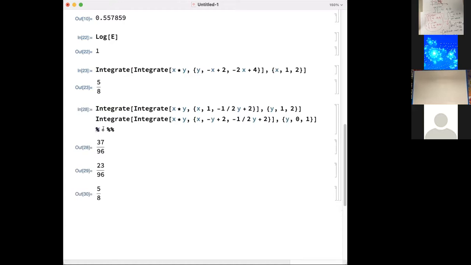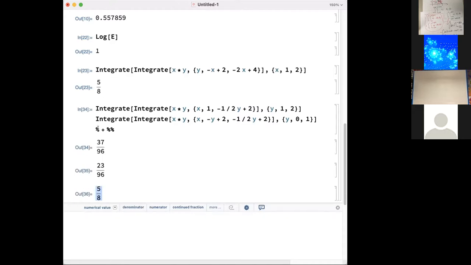This is a silly shortcut in Mathematica, but sometimes it's worth looking at. When you use the single percent sign, Mathematica takes that as the last thing I did. So it repeats the 23 over 96. If you do double percent sign, then Mathematica takes that to mean the last two things I did. So I integrate twice, two double integrals, and then I tell Mathematica to add those two numbers together. That's where it came up with a 5/8.